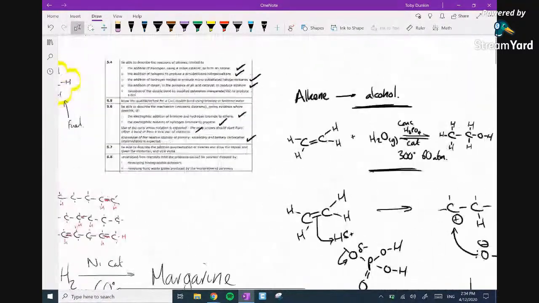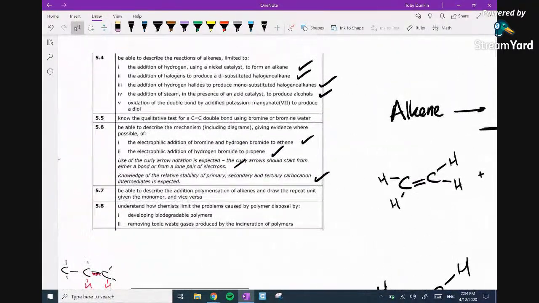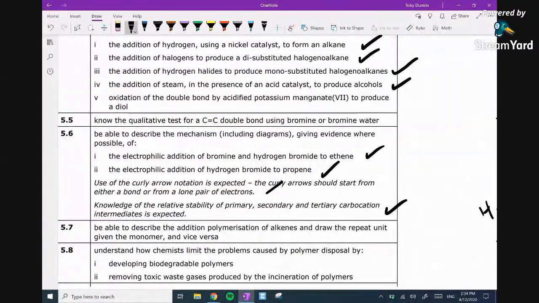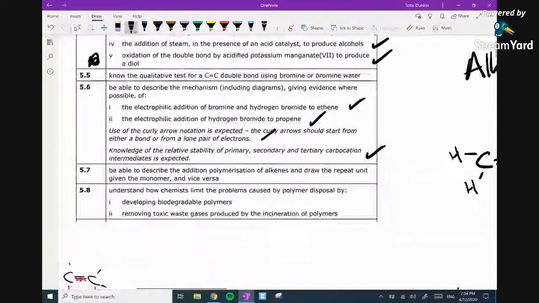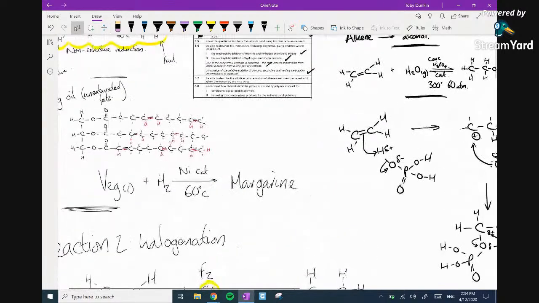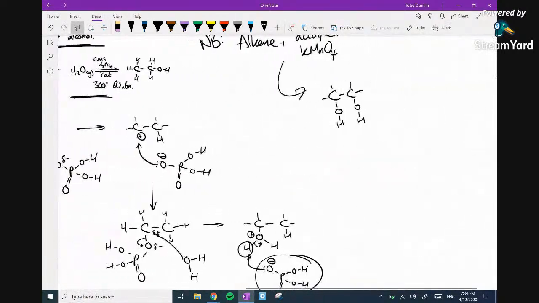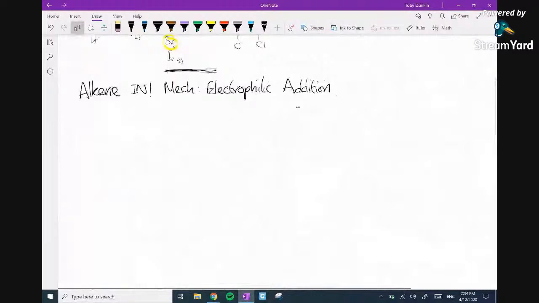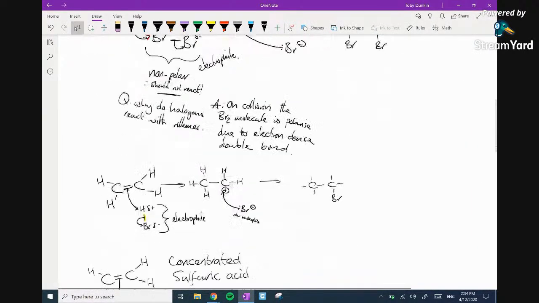Right, so that actually, I'm almost at the end now. So there's the oxidation. Here's this one here. Oxidation of the double bond by acidified potassium permanganate(VII) to produce a diol. Tick on that one. Right, alkenes, monomers, and polymers. Okay, so a quick one on polymers. I think I'll go down on my reactions. There we go.